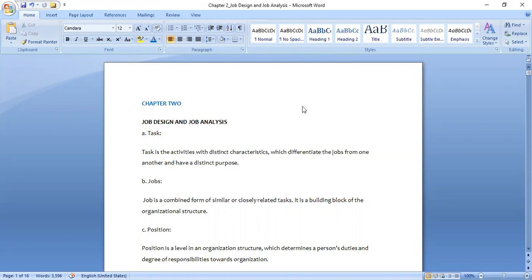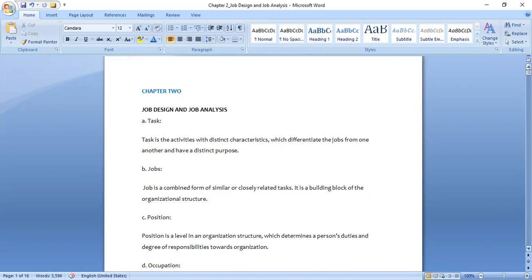Let us look at chapter 2, and this is about job design and job analysis. Job design and job analysis. So let us look at key terms in this chapter.